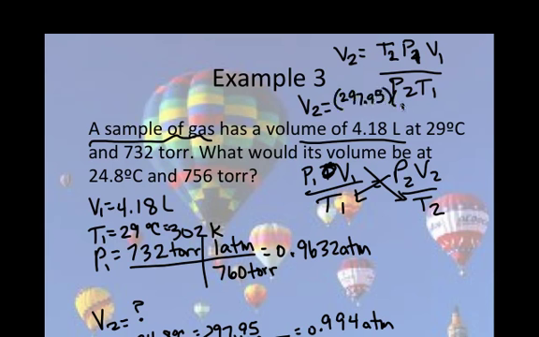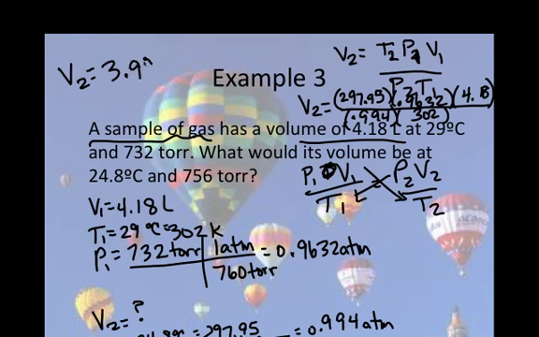297.95 kelvins times P1, 0.9632 atmospheres, and then V1 is 4.18 liters. And then in the denominator we have P2, which is 0.994, and then T1 is 302.15 kelvins. Now I do expect you to check me and make sure I'm doing this right, but here's the answer I get for V2.